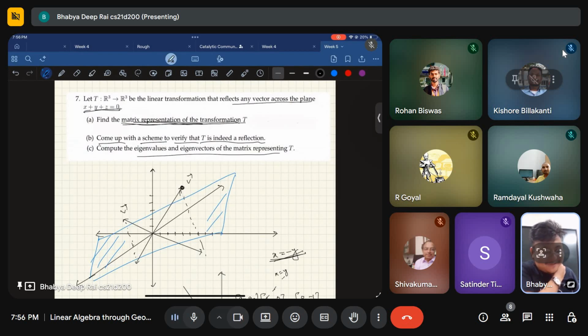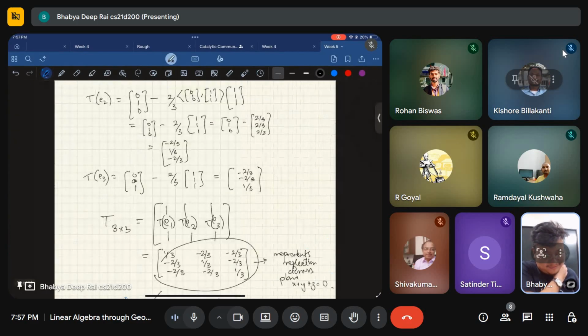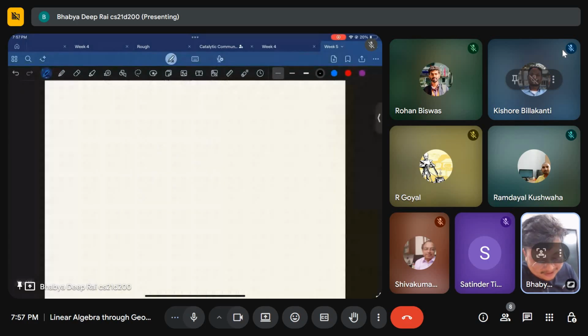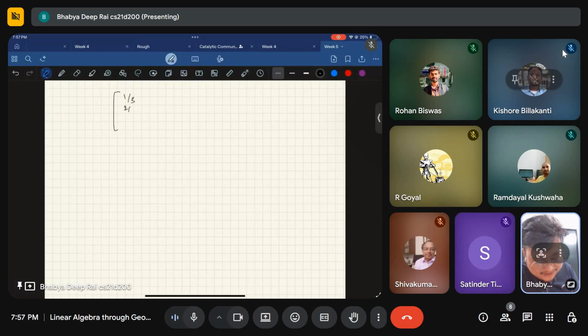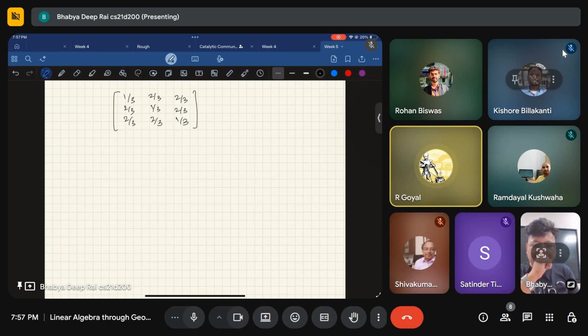Compute the eigenvalues and eigenvectors of the matrix representing T. This is going to be a bit tedious. So 1 by 3, 2 by 3, 2 by 3; 2 by 3, 1 by 3, 2 by 3; and 2 by 3, 2 by 3, 1 by 3. Can't we multiply everything by 3 so that we get rid of these fractional values?